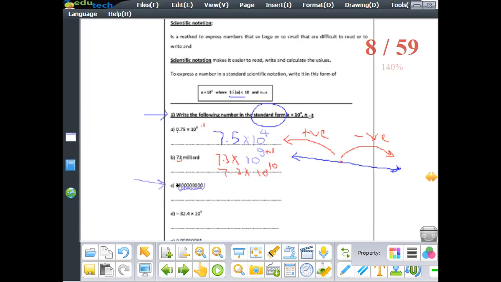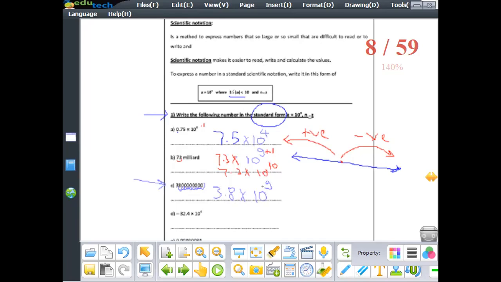For sure, it will be 3.8 times 10 power what? This movement is towards the left, so it will be positive. So it will be positive 9. So the answer will be 3.8 times 10 power 9.